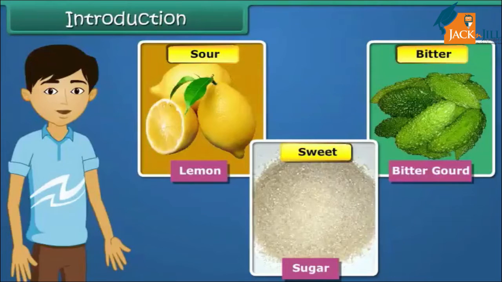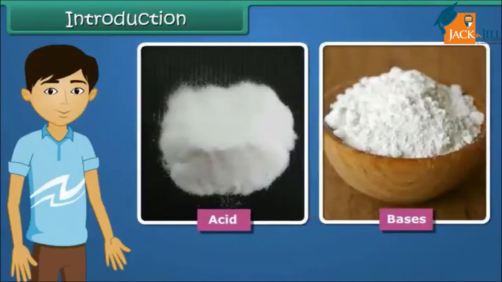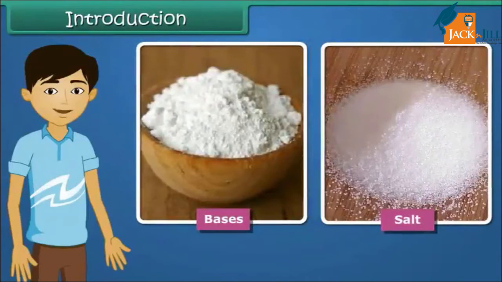The sour, bitter, sweet and salty taste of foods arises due to the presence of acids, bases and salts in them. In the 17th century, chemist Robert Boyle first labeled substances as acids and bases. In this lesson, you will study about the properties of acids, bases and salts.